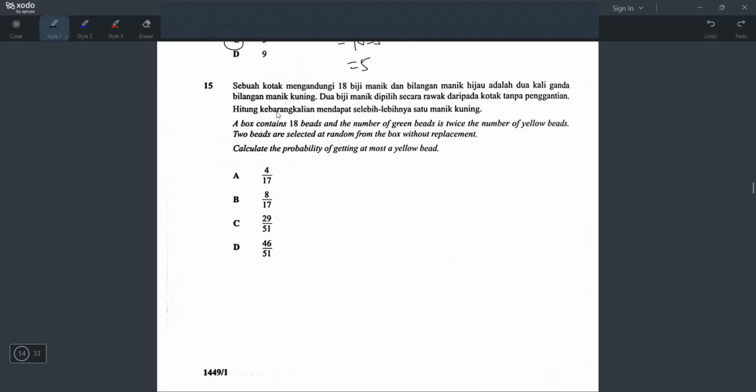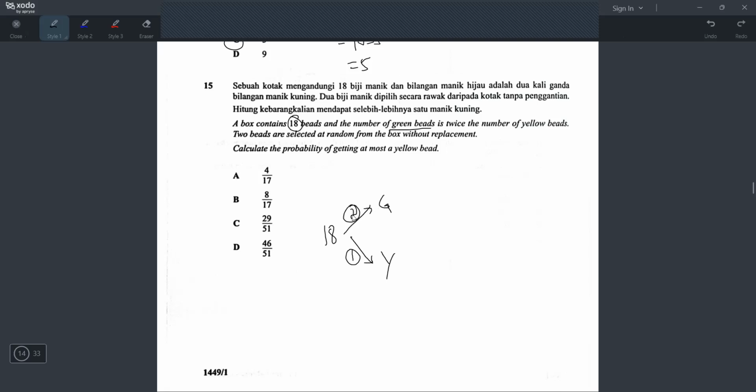Okay, let's continue with number 15. A box contains 18 bits and the number of green bits is twice the number of yellow bits. So let's write it down. 18 is the total. We have green bits, we have yellow bits. So it says the number of green bits is twice. So if we write it in ratio, it means the green bits' ratio is 2, the yellow bits is 1.